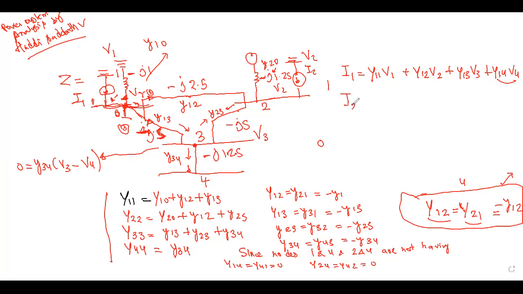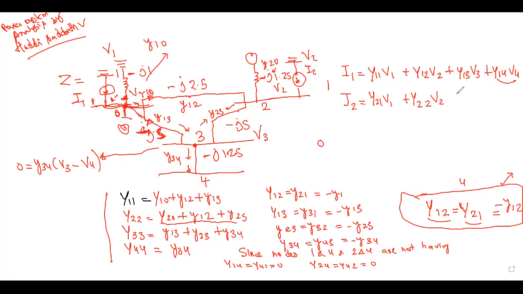If you look at the text you have written on similar lines, you can write I2. Can you tell me what you can write for I2? First equation would be for I2. So first term would be what? Y21 V1, right? Second term would be your Y22 V2. Y22 came, right? Y22 V2.